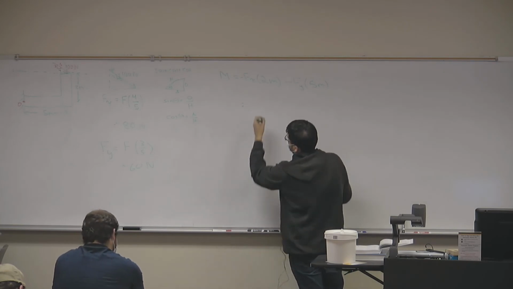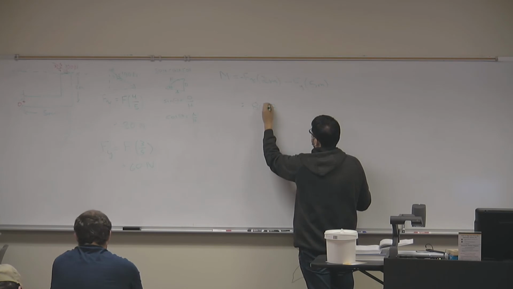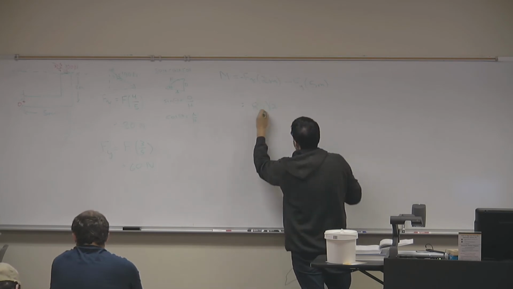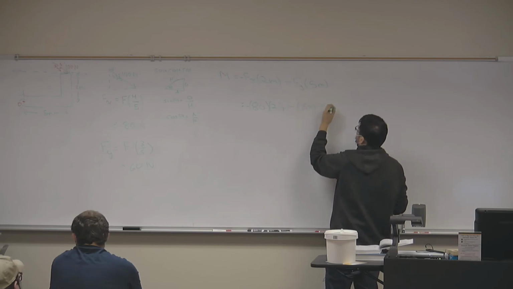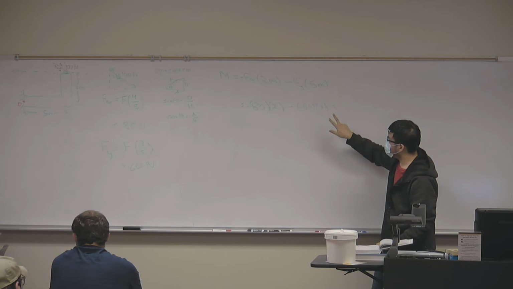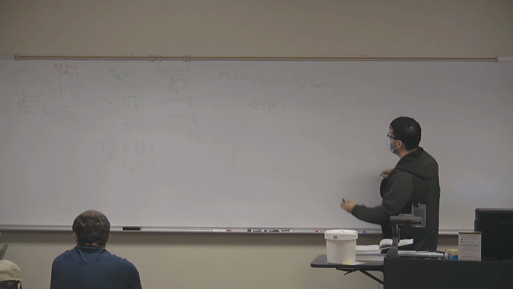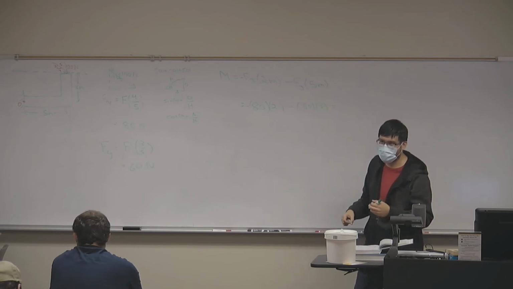Okay? So what does this give me? I have 80 times 2. I'm just going to use parentheses. 80 times 2, negative, minus 60 times 5. How much is it equal to? 160 minus 300. How much is that? Well, negative 160 minus 300. There we go. Can you say it again?